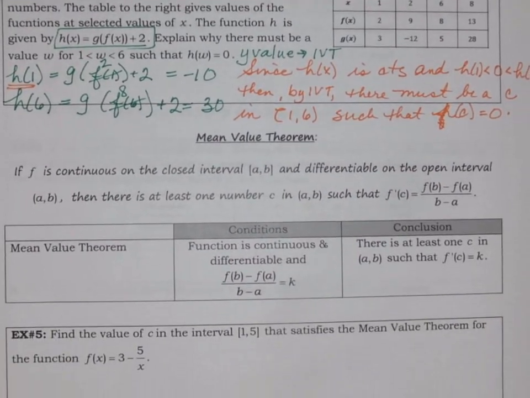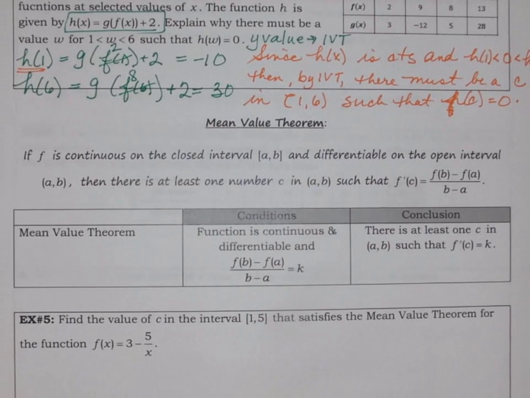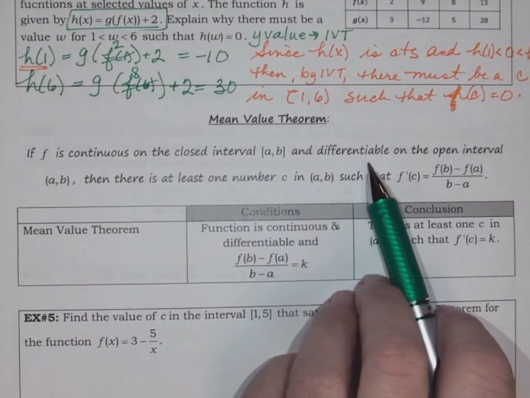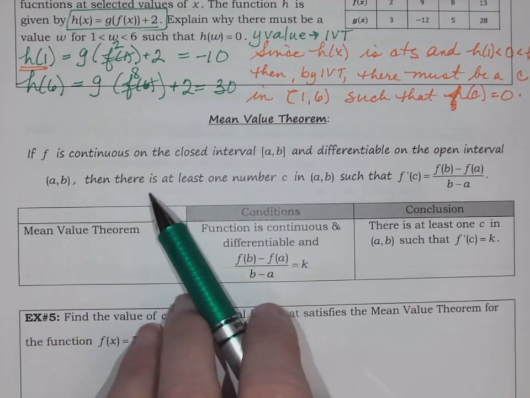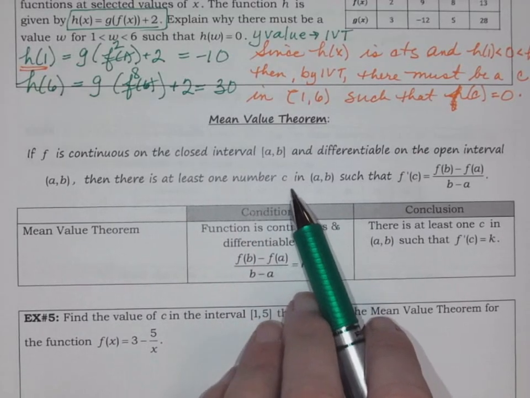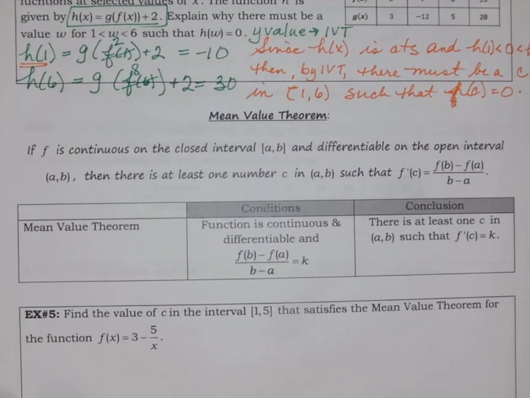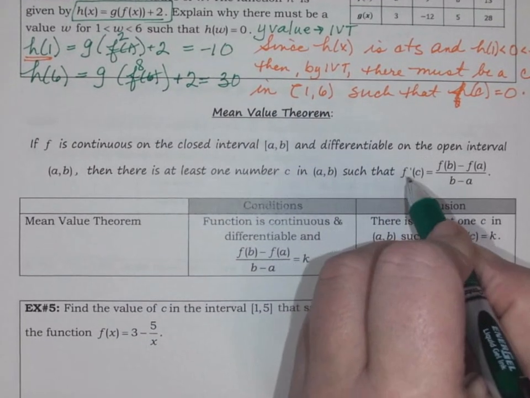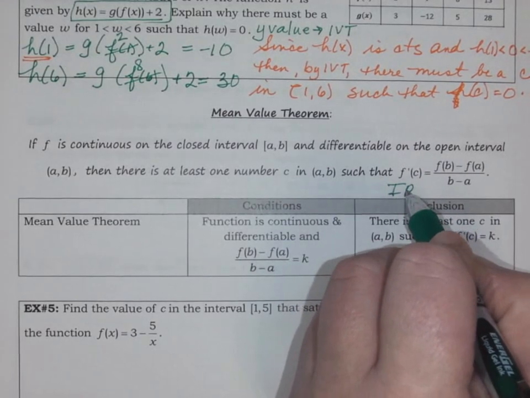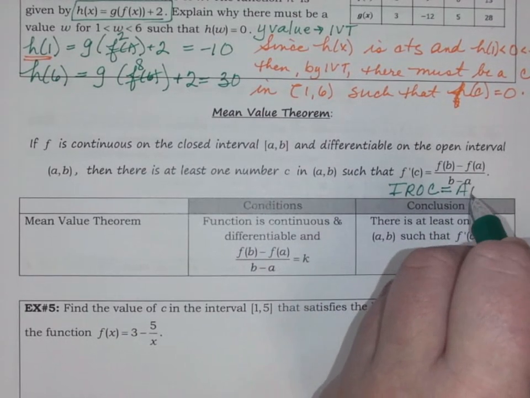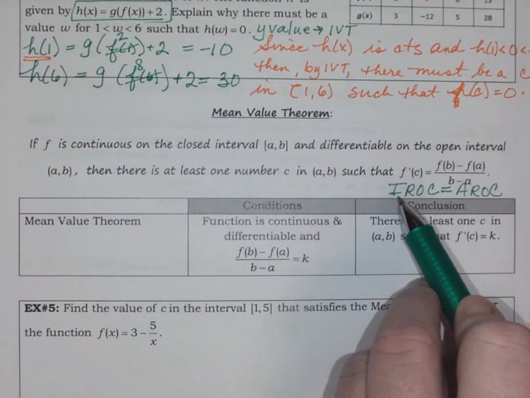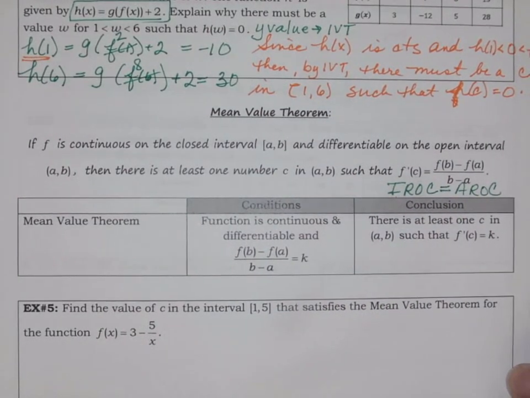All right, so hopefully that makes sense because now we're going to move on to our next theorem, which is the mean value theorem. The mean value theorem says if f is continuous on the closed interval a to b and differentiable on the open interval a to b, then there is at least one number c in a b such that f prime of c equals f of b minus f of a over b minus a. Now, the way we normally say this is IROC equals AROC. The instantaneous rate of change equals the average rate of change.